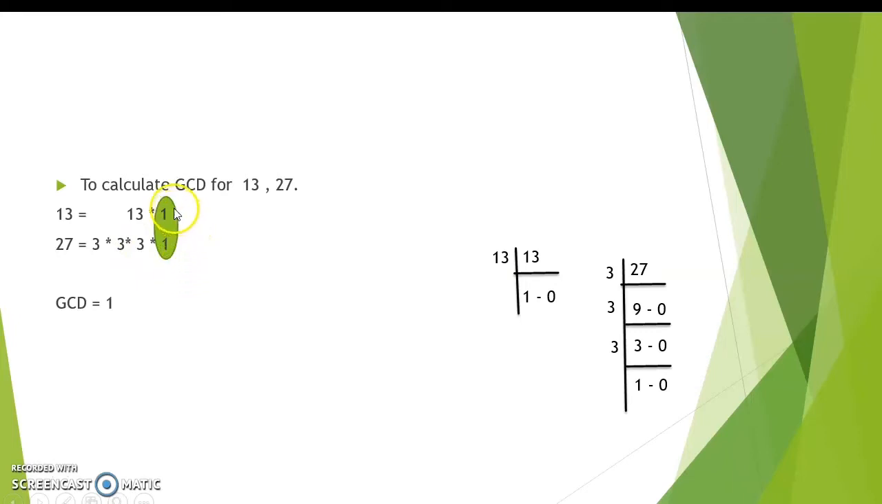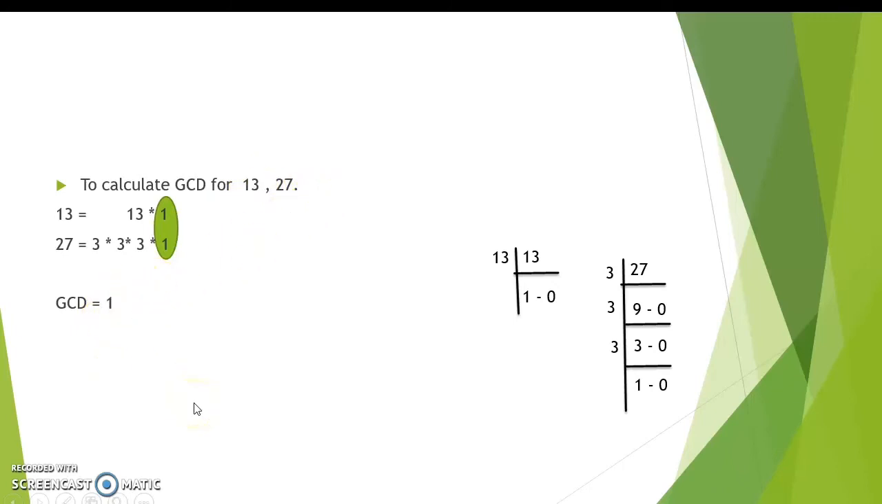Now you can see what the common factors are. Only one common factor is there, that is 1. So the GCD of the given numbers 13 and 27 is 1. 1 into 1 gives the value 1 only. Now you can see how your algorithm is executed. In your textbook one algorithm is given. How is this algorithm executed for this input, and how do we get the output? What is the output for 13 and 27? The GCD of 13 and 27 is 1.